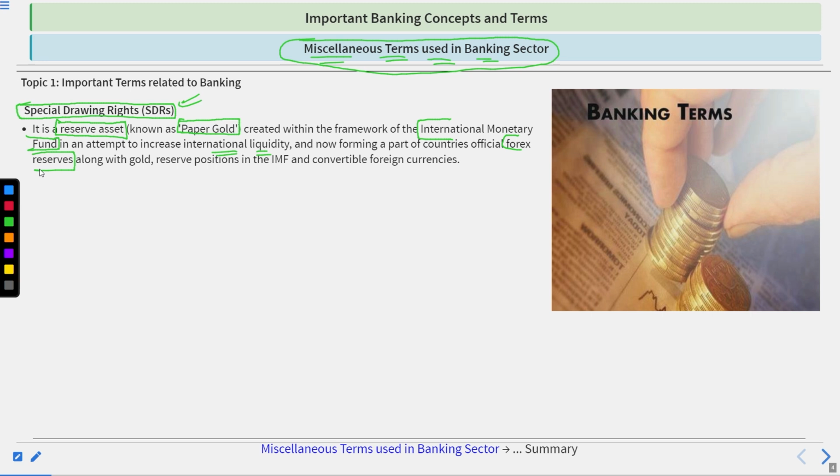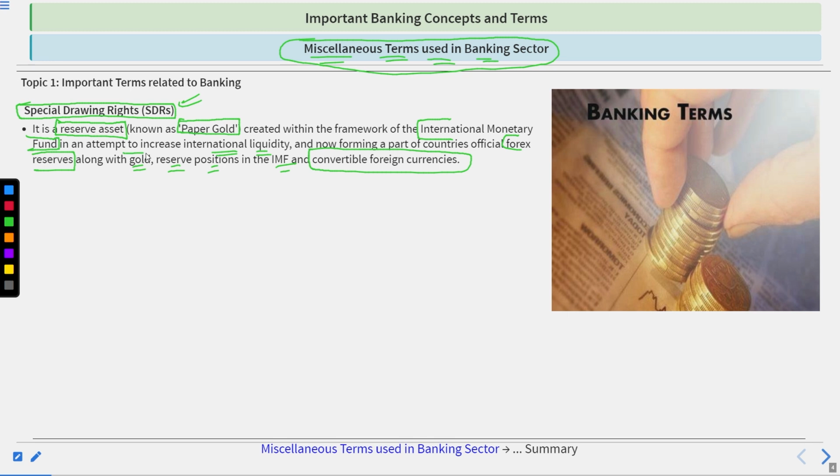Why? The US dollar is not only the currency of the United States of America, but it is also a currency that is used for international transactions alongside the euro. Okay. So basically, the special drawing rights now form a part of a country's official forex reserves, along with the gold that the country holds, reserve positions in the IMF, and other convertible foreign currencies.